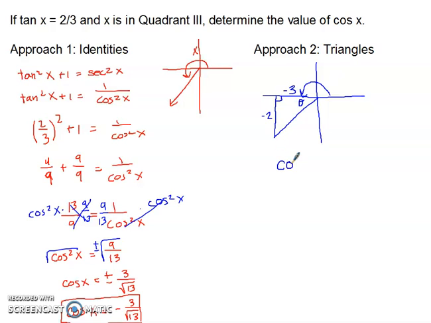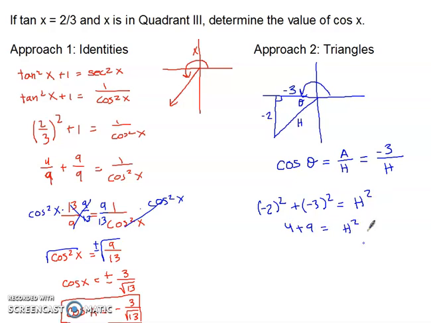So then what I'm looking for now is the cosine of theta, which would be the adjacent side over the hypotenuse of my triangle. So I know that's -3 over my hypotenuse. So I need to find my hypotenuse. And I'll go ahead and just use Pythagorean's theorem to do that. So a squared plus b squared is equal to my hypotenuse squared. 4 plus 9 equals h squared. 13 is equal to h squared. So h is either the positive or negative square root of 13.